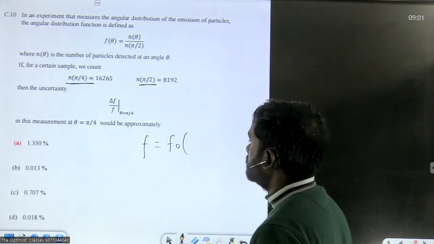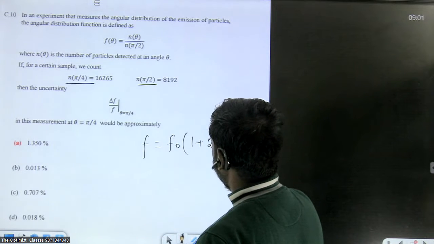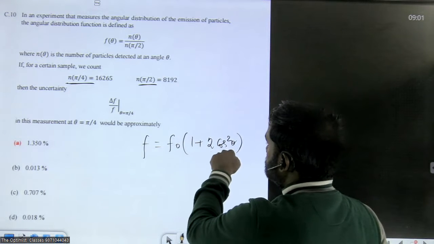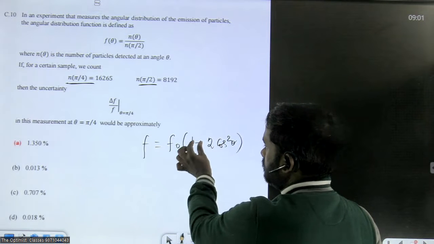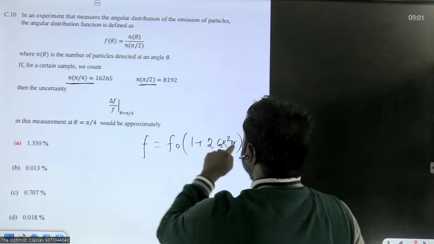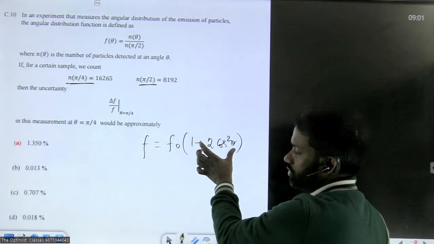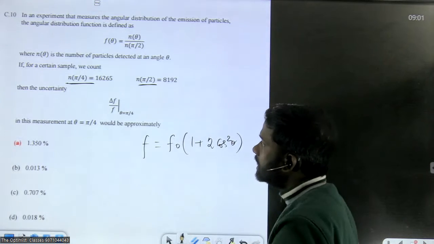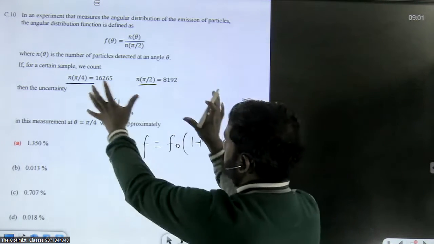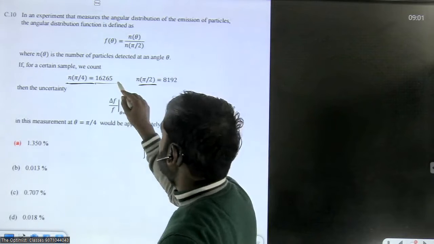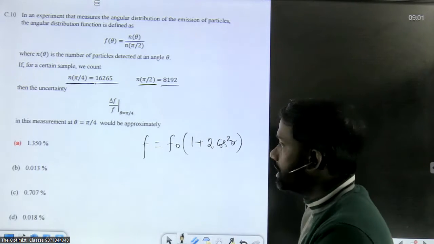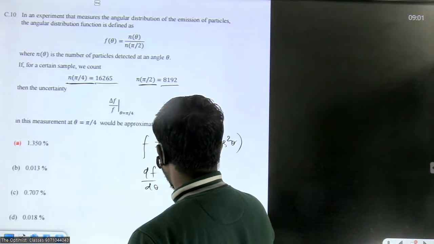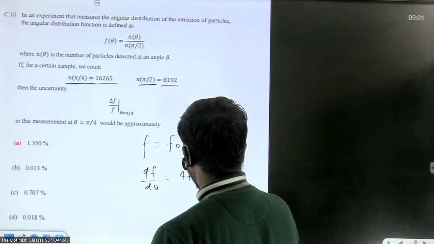So this f will also become a function of theta. It can be written like this: 2 cos square theta. Now put theta equal to pi by 2: you get 0 here, so you get only a factor of 1. If you put theta equal to pi by 4, you get 1 by 2, which cancels out with the 2, and you get a factor of 2. So at pi by 4 you get 2, and at pi by 2 you get 1. So this function roughly satisfies this condition. Using these two data points, we have approximated the function. Now if you calculate df by d theta, you get 4 f naught cos theta sin theta.